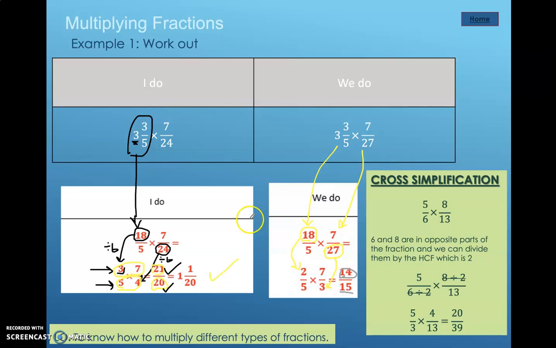Okay, so again we turned them from mixed numbers into improper fractions. We then noticed that the 18 and our 27 are both in the 9 times tables. So if we do 18 divided by 9, we get 2. 27 divided by 9, we get 3. Then all we have to do is times our numerators together. So 2 times by 7, which gives us 14. And 5 times by 3, which gives us 15. So there we go. Can't be simplified any further.